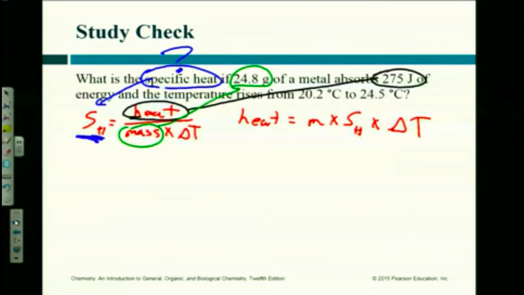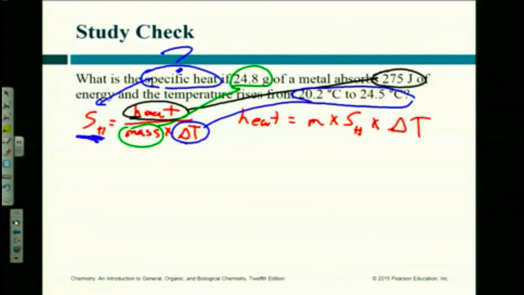All right, now we've got one more term, delta T. Where are we going to find delta T? Well, we have two temperatures up there. Which one are we going to use? We're going to subtract them, because delta T is the change in temperature. So we're going to subtract these two. See how you look at a problem?